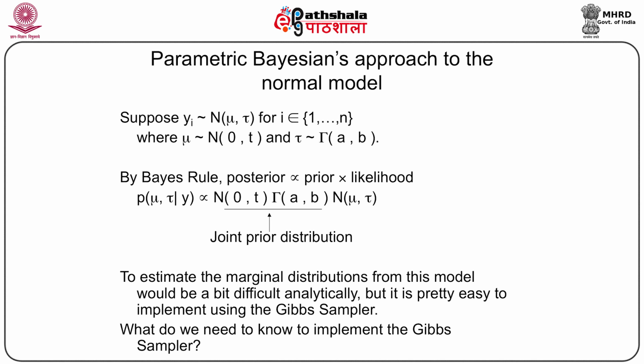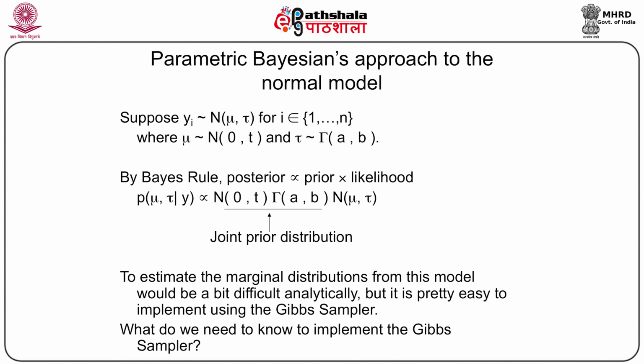By Bayes' rule, the posterior is proportional to the prior times the likelihood function. That is, the probability distribution of mu and tau given the data y is proportional to normal(0, t) times the gamma distribution with parameters a, b times normal(mu, tau). The joint posterior distribution is really given as the product of those three.